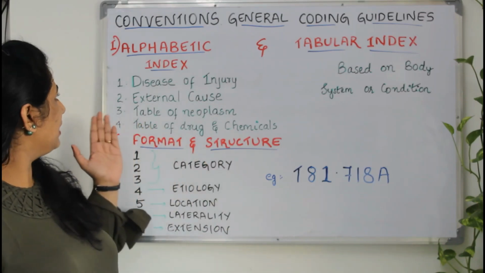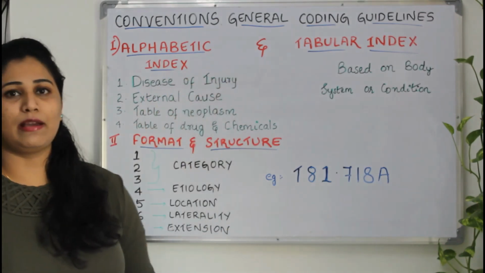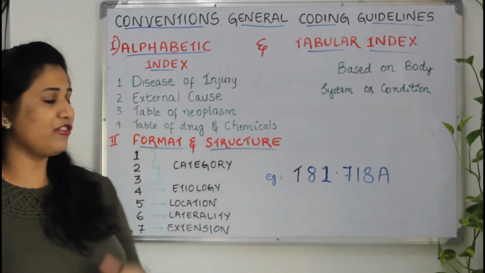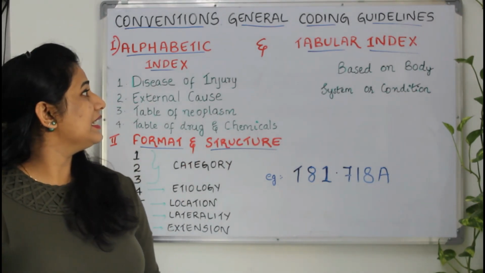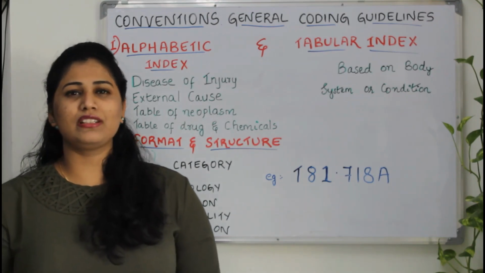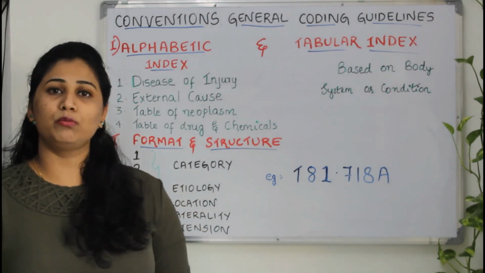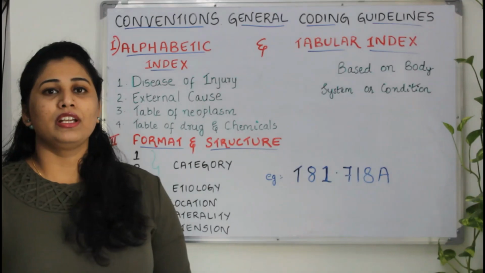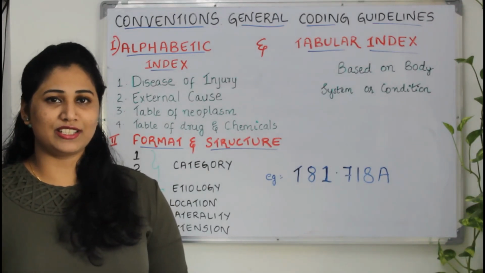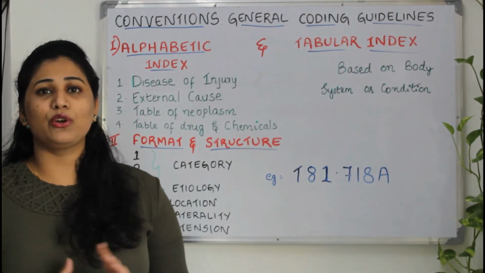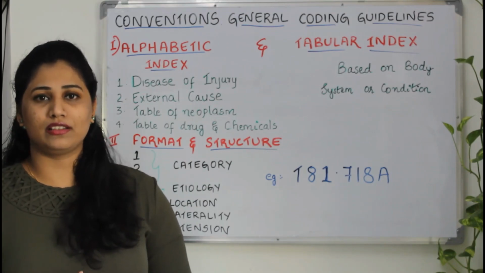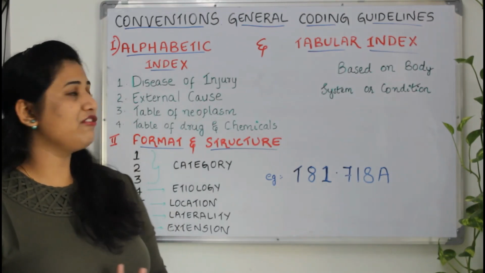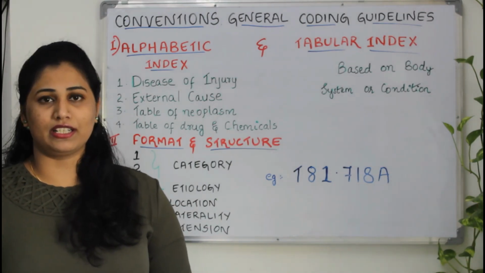Okay, so in that I'll be discussing almost 10 to 12 topics, like subheadings. The first one is the alphabetical index and tabular index, and the second one is format and structure. In alphabetical index and tabular index, this is how your book looks. Did you guys understand? This is how your ICD textbook looks.